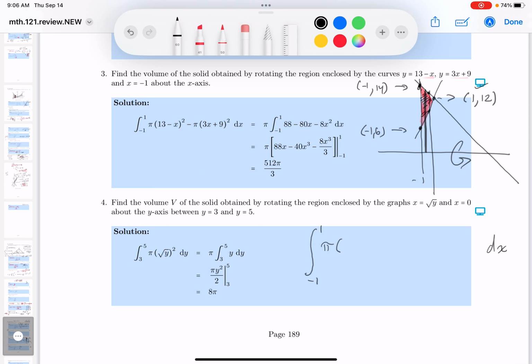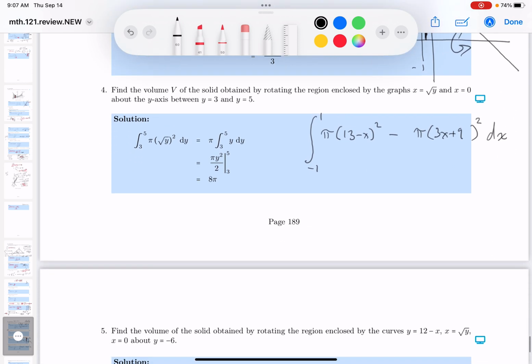Well, what's the radius of that upper curve? It's really 13 minus x. That's squared. Minus the lower disk, minus pi. And again, the lower disk is this one over here. I'm just going to do this over here. And what's that going to give you? That's going to give you 3x plus 9 squared.